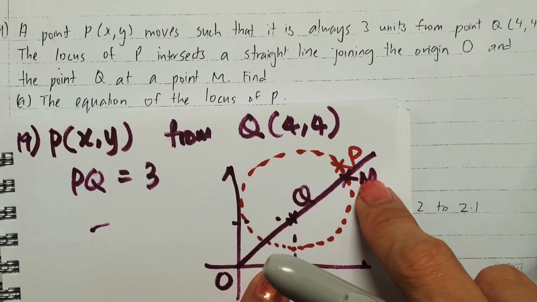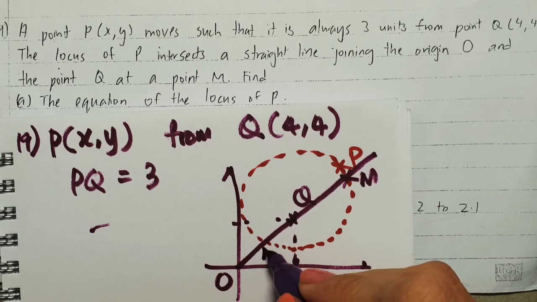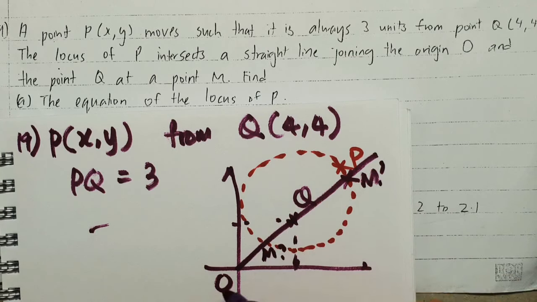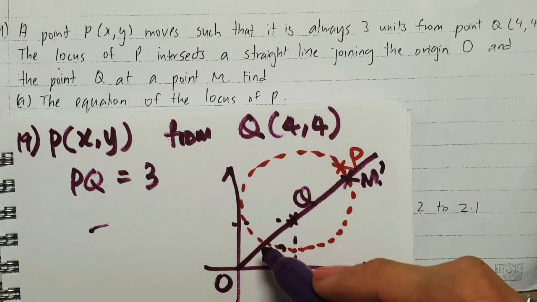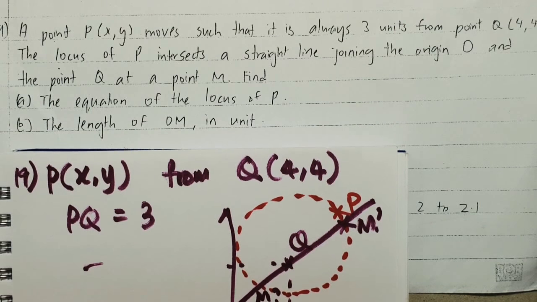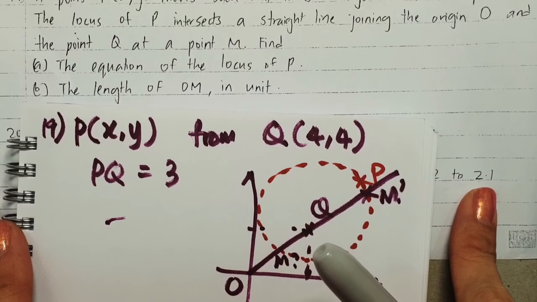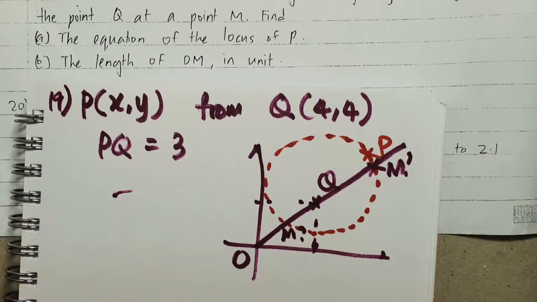So M could be here, M could be here. We don't know, yeah? So it could be there and it could be here. Don't know where it is, because it says it will intersect this straight line that joins O and Q at M. So what we need to find, after we understand the question, is first the equation of the locus P, and next we find the length of OM in units.